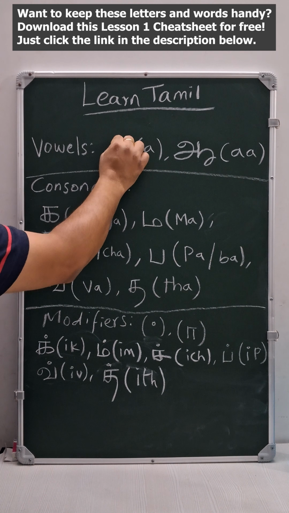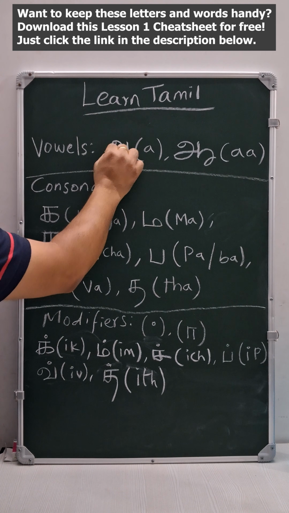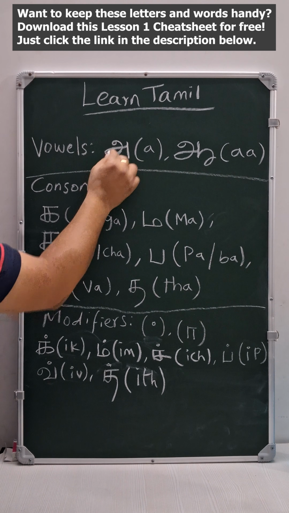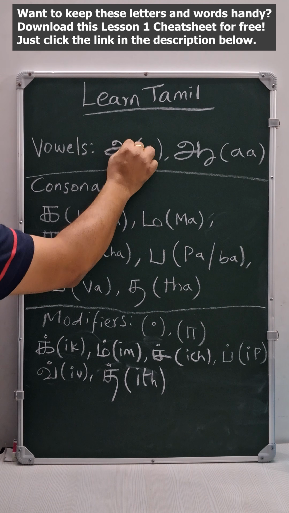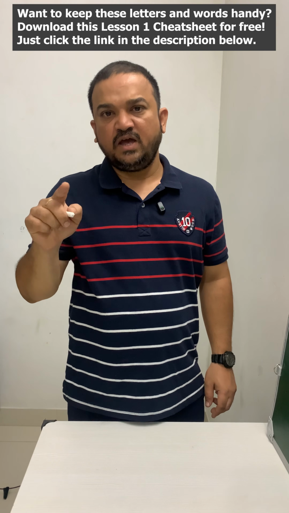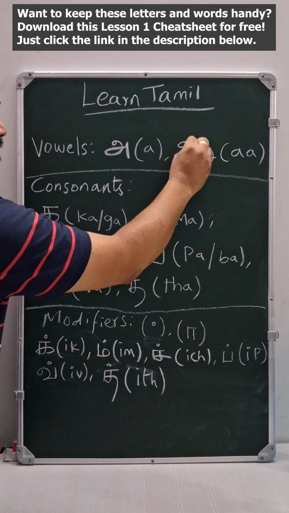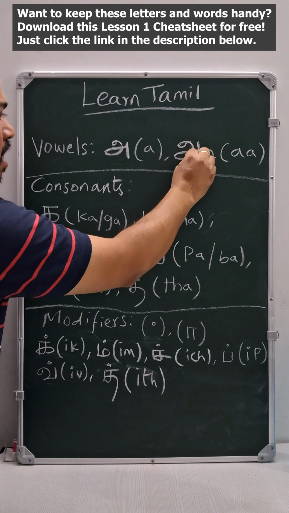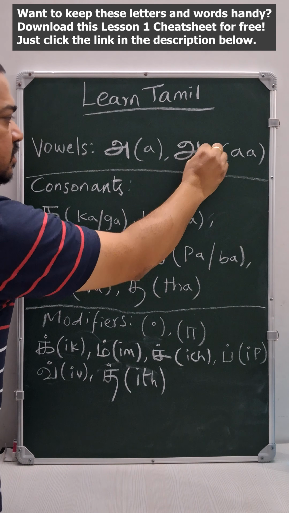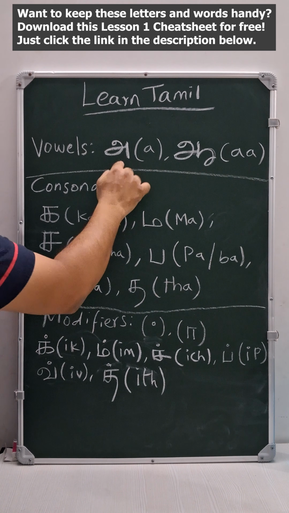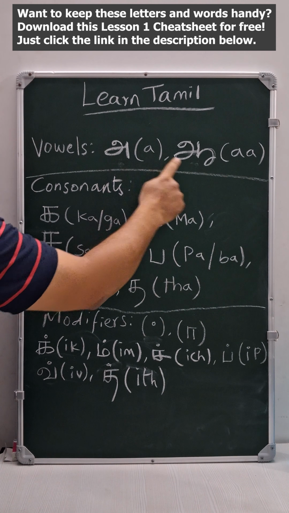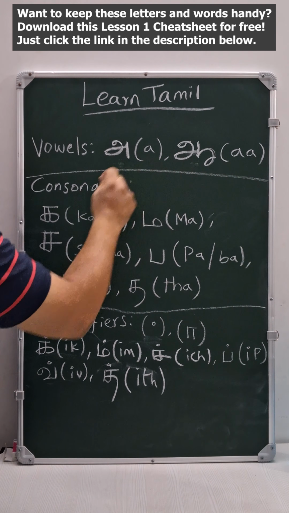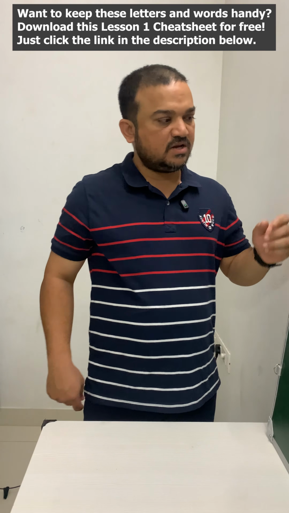This letter is pronounced as A. This is A, and this is how it is written. And this one is A. So this is a short vowel and this is a long vowel. Okay, so let's move to the consonants.